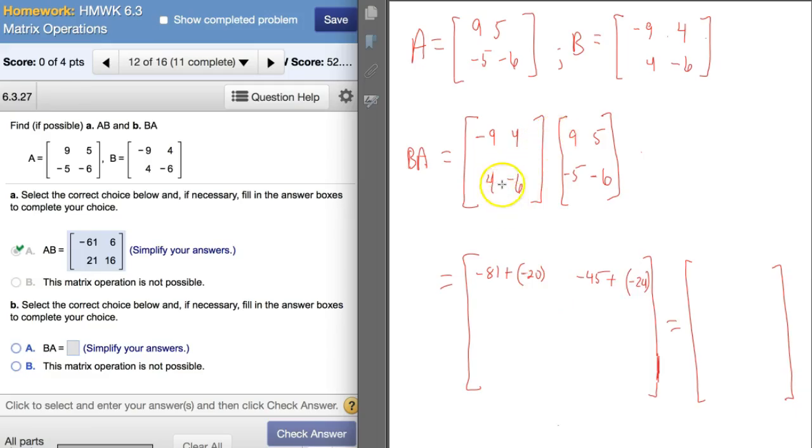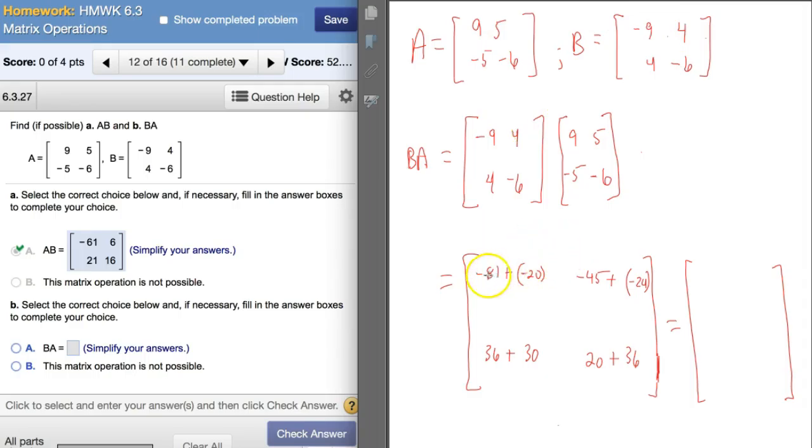So now for the next, we have 4 times 9 is 36, plus negative 6 times negative 5 is a positive 30. And then we have negative 4 times 5 is 20. And then plus negative 6 times negative 6 is positive 36. And so if we put this together here, let's make sure that we copied everything right.